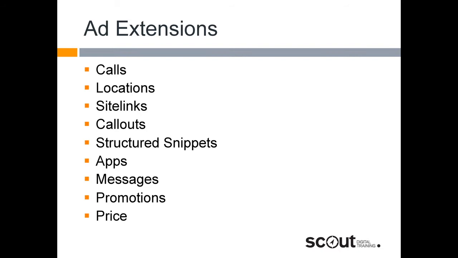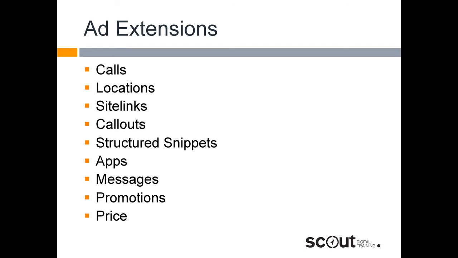If you want to include a phone number, it must be added as a call extension with a verified phone number through Google My Business. You can also add location extensions, which show maps and opening hours, which are really great. Again, uses Google My Business. There's site links, which show extra pages on your website. There's call out extensions, structured snippets, app extensions, messages, promotions, price, all sorts.